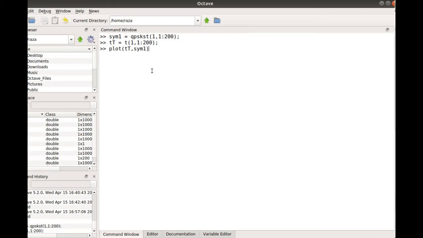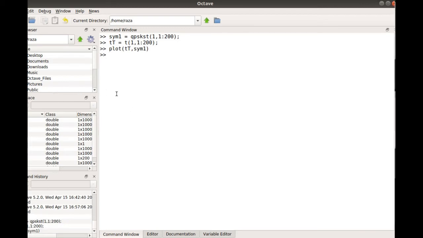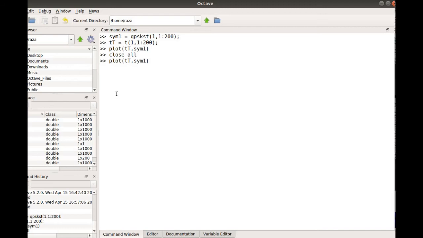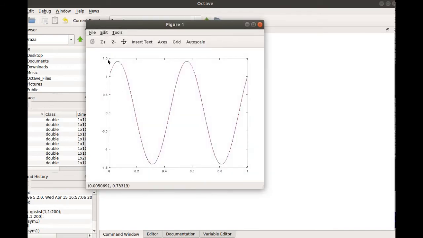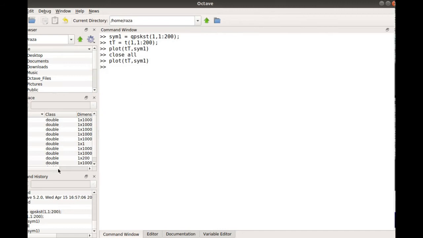Let me close all first, because I don't need the other plots now, and I'll plot my first symbol. So this is my first symbol, which represents the data 1 0, and we need our demodulator to decode it as 1 0. So let's see what our demodulator should actually represent.